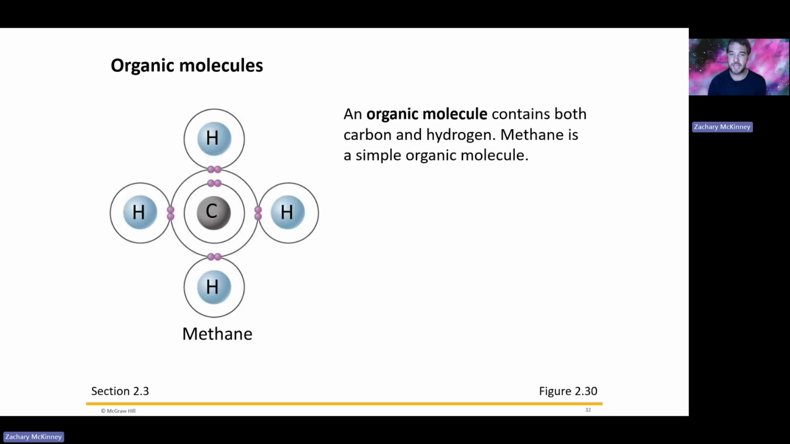If you remember something like methane, methane is a non-polar molecule. We have carbon with these evenly spaced hydrogen ions, all very balanced, all very even electronegativities. And so you have this very kind of straightforward molecule.